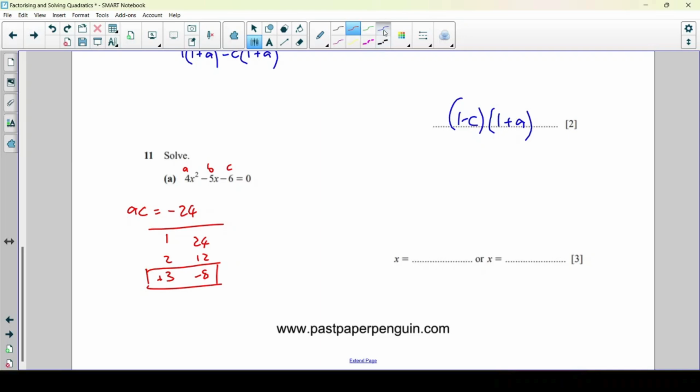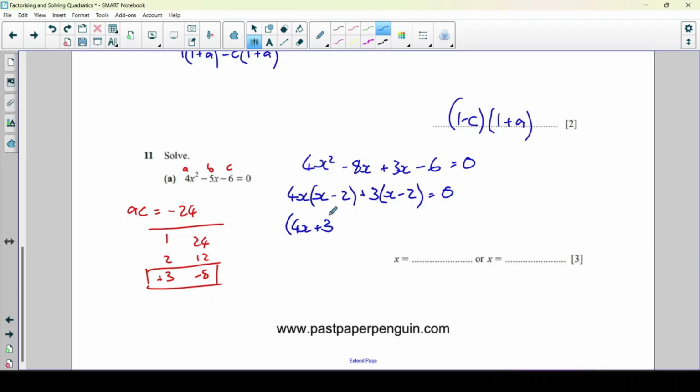Now let's split the middle. 4x squared. Which one do you think should go next? Minus 8x or plus 3x? Hopefully you guessed right. It's minus 8x. So 2 single brackets, 4x brackets x minus 2 plus 3 brackets x minus 2. So 4x plus 3, x minus 2. And don't forget, we actually want to solve it this time.